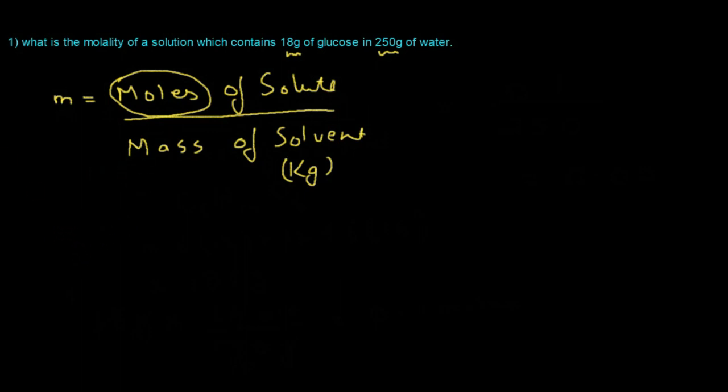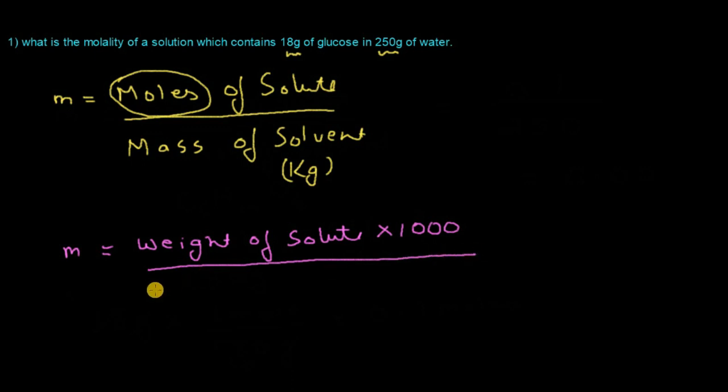Now this formula is almost the same as the shortcut formula I had given for molarity. Only thing, there will be one slight difference and I'll tell you that. Here again we need weight of solute into 1000 divided by the molar mass into weight of solvent.